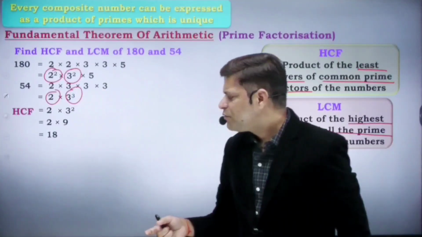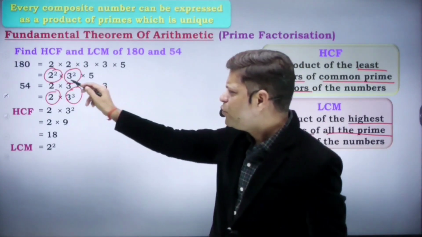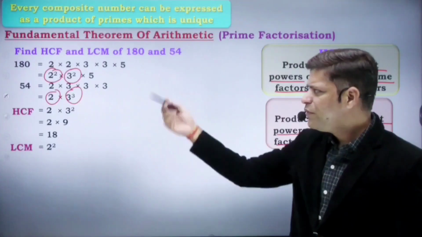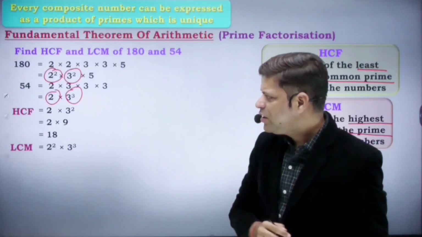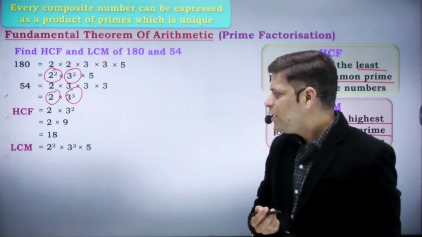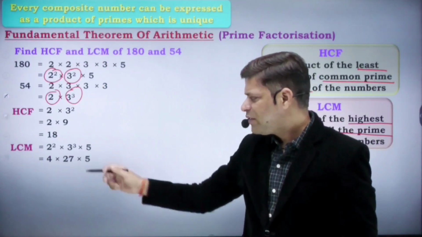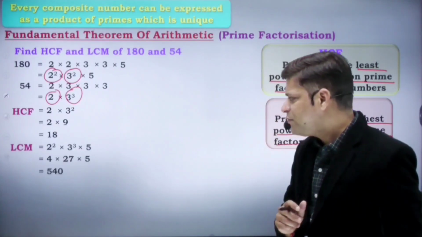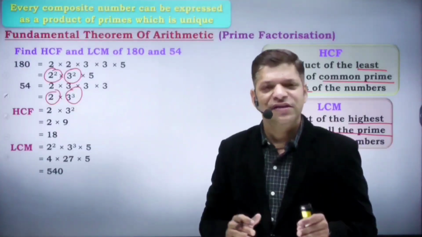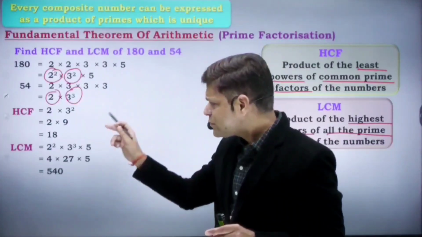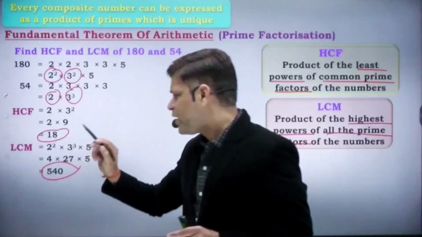Okay, so when we are going to find the LCM, we can see that of all the prime factors, we have to take 2, 3, 5. Then 2 with the highest exponent, that is 2, and 3 with the highest exponent, that is 3, and 5 with the highest exponent, that is 1. So now this is 4, this is 27 and this is 5. So 4 into 27 into 5 is 540. Okay, so we find the HCF of both numbers is 18 and the LCM of both numbers is 540.